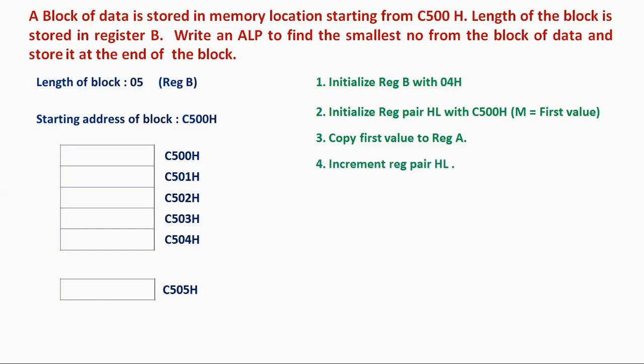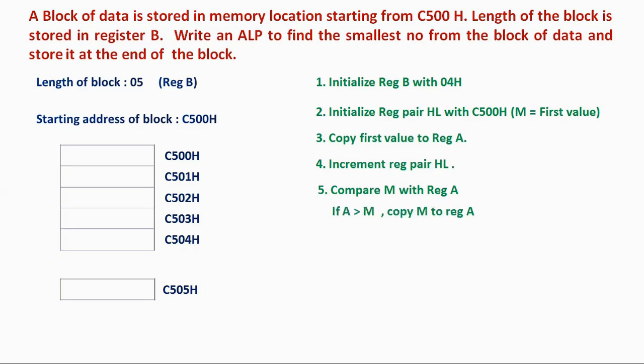So if I increase the HL value by 1, HL will be C501H. So your second number is in M. Now your first number is in the accumulator and the second number is in the memory pointer M. So now we can compare these two values. To compare, we'll use the compare instruction. We'll compare M with A.